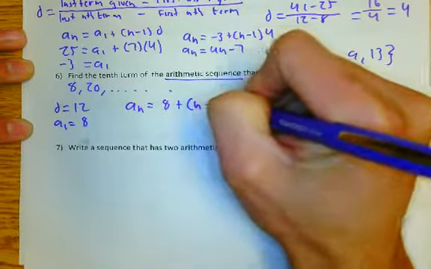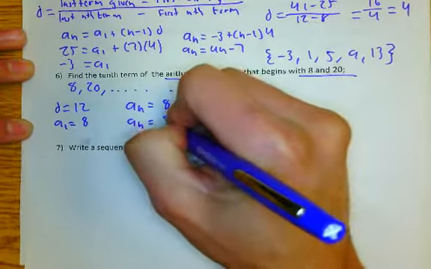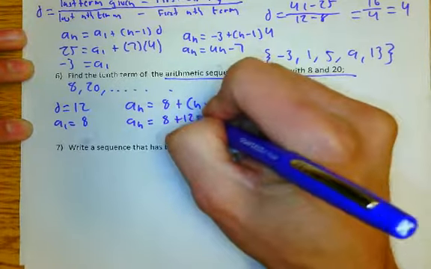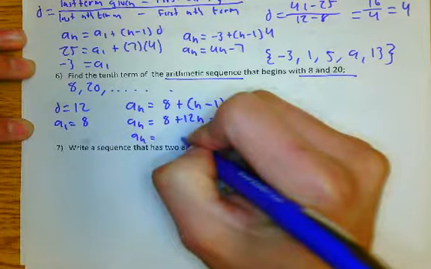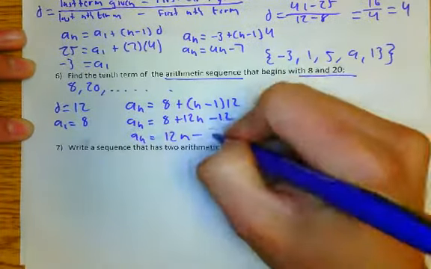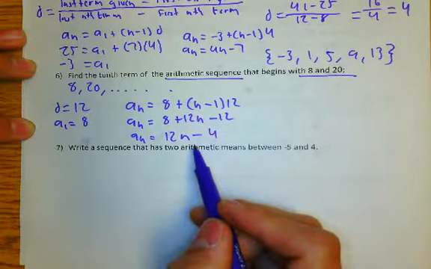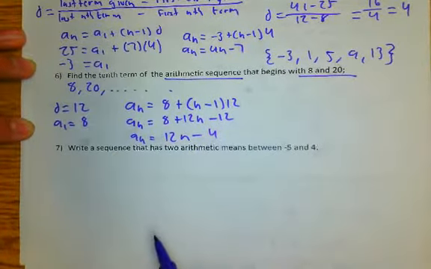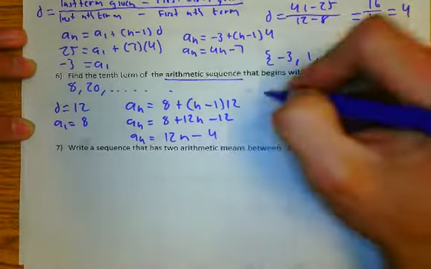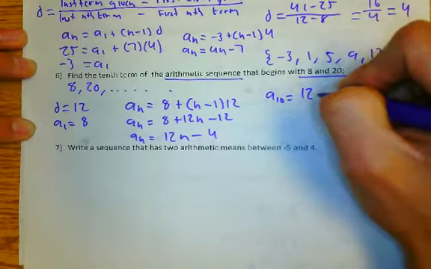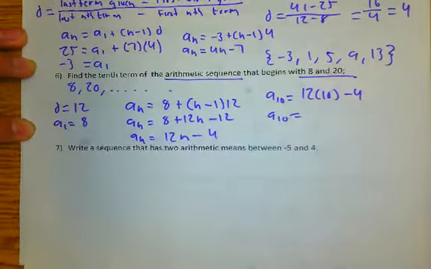a sub n equals 8 plus 12n minus 12, right? So a sub n is equal to what? 12n minus 4. So why did I figure this out? Because it's a lot faster to plug in 10 than try to add 12 until I get to 10, right? So then a sub 10 is equal to 12 times 10 minus 4. a sub 10 is equal to what? 116. Cool?